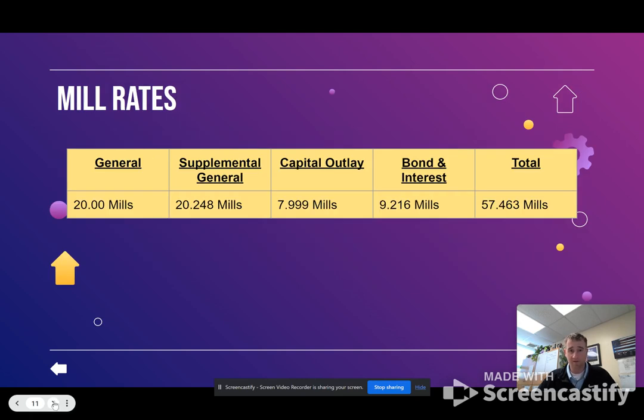Looking at the different mill rates, the general fund is just at 20 mills. Supplemental general at 20.248 mills, capital outlay 7.999 mills, bond and interest 9.216 mills, and a total of 57.463 mills is where our district stands right now.